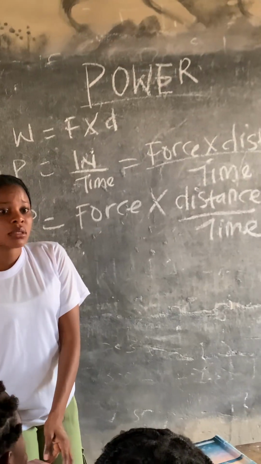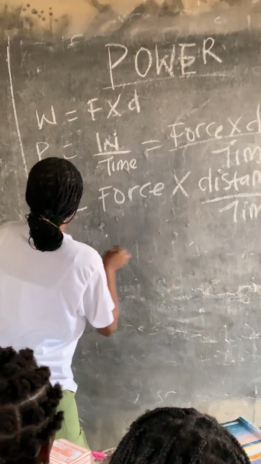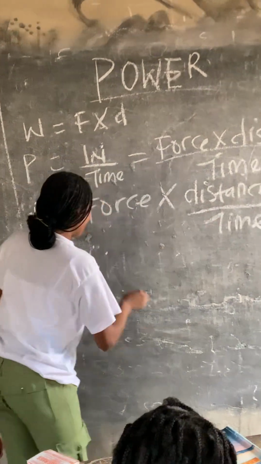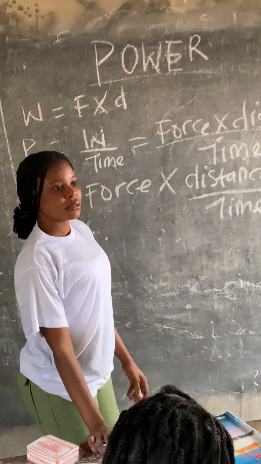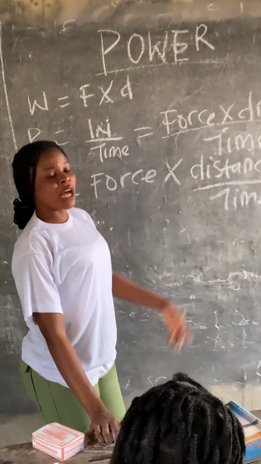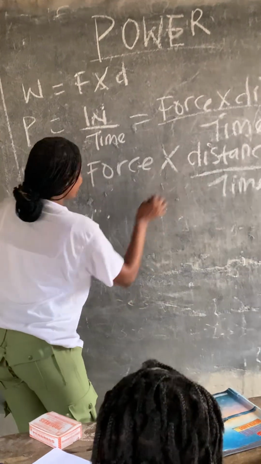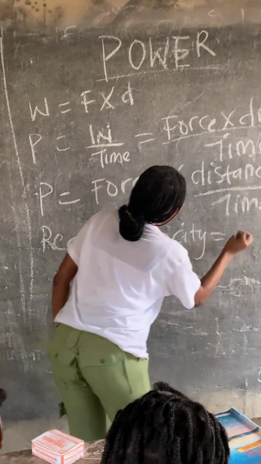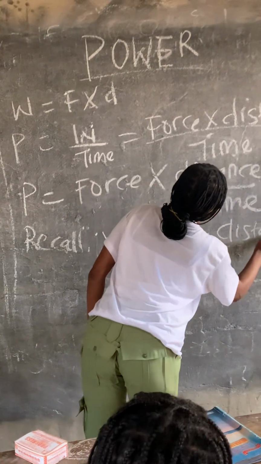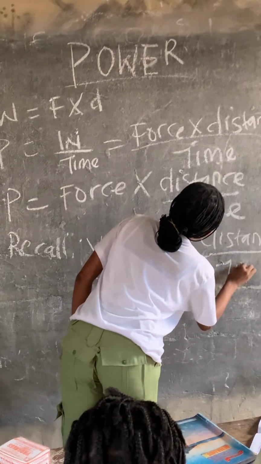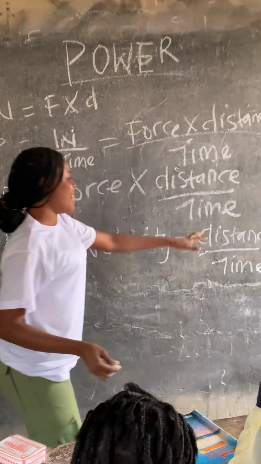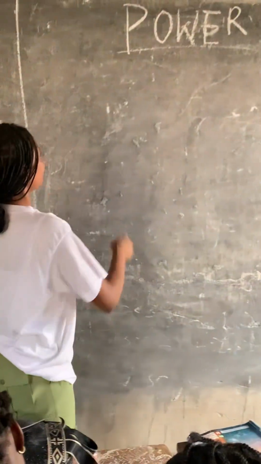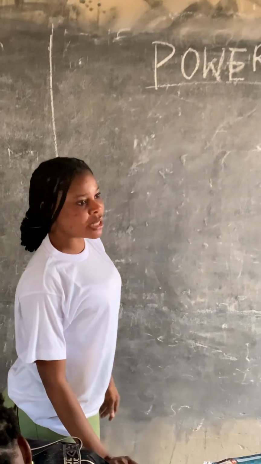Distance all over time is what? Recall that distance all over time is velocity. Distance all over time is what? Velocity. So now recall velocity is equal to distance all over what? Time. So anywhere you say distance all over time, it is velocity.